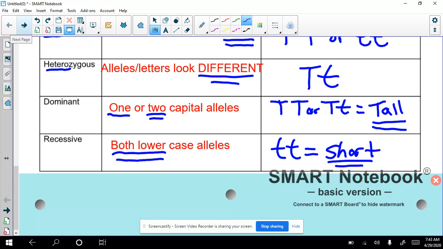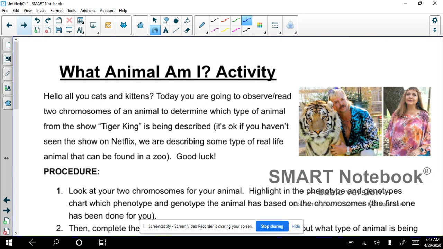So if you go to the next page, the next page says, "What animal am I?" activity. It says, "Hello, all you cats and kittens. Today you're going to observe or read 2 chromosomes of an animal to determine which type of animal from the show Tiger King is being described." Just to give you guys a hint, I'm either going to be describing a lion, a tiger, or a leopard. It's okay if you haven't seen the show Tiger King on Netflix, but we are going to describe real life animals that are found in a zoo.